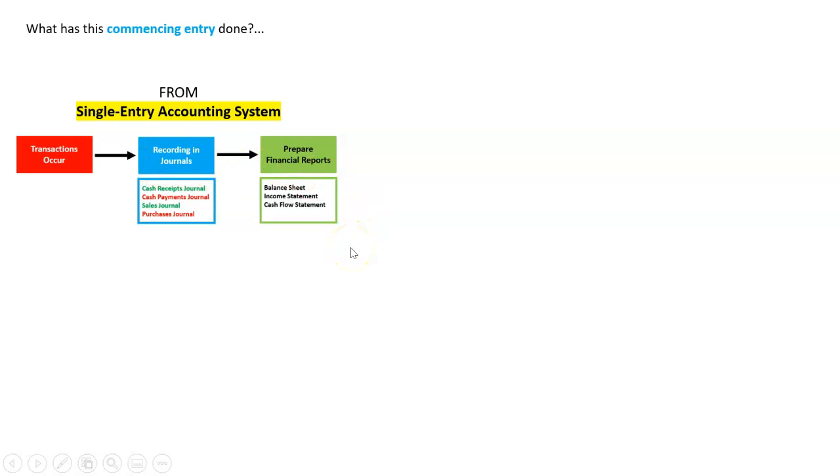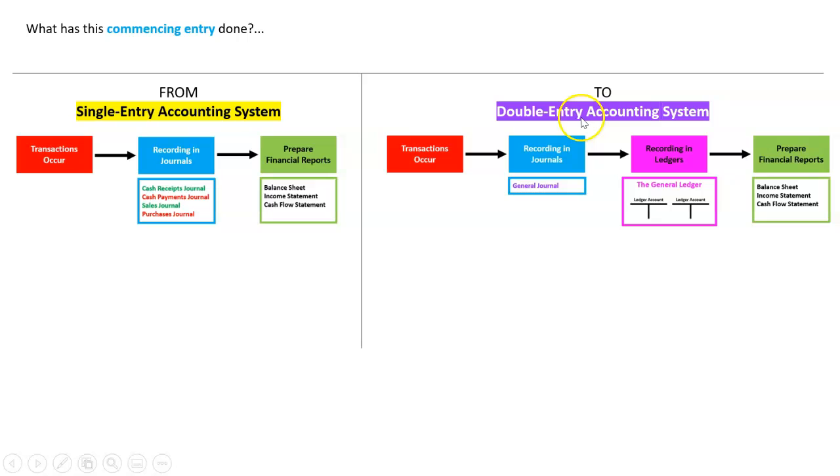That's what we did in year 11. And it's taken us to a double entry system where we still have transactions occur. That's the same. We're still going to record them in journals. We're just doing the general journal this year, but it doesn't matter. It's the same sort of thing, still recording in journals. But before we prepare financial reports in double entry, we're going to record things in ledgers. And to do that, we needed to create what was called the general ledger, and it's got all these T accounts in it.